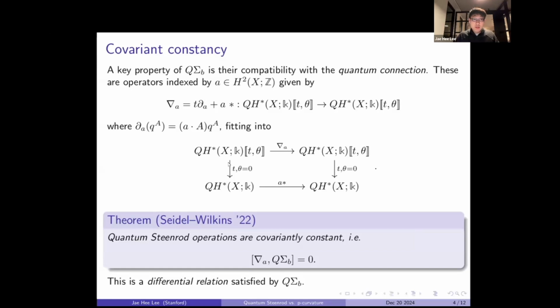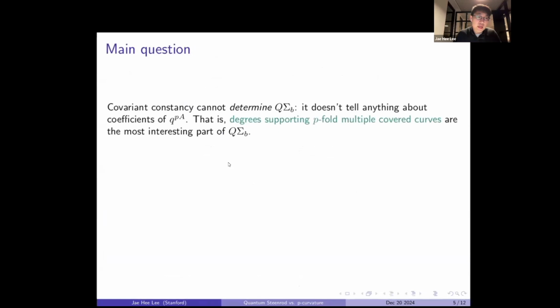So this strategy, using this covariant constancy relation as a computational tool to bootstrap this differential relation to determine the counts in Q sigma B, would have actually determined this operator Q sigma B formally if you were working in characteristic 0. But in characteristic P, this fails, and the main obstruction is that there are Novikov monomials corresponding to P divisible degrees. These things of the form Q to the PA are non-zero monomials, but if you differentiate in Q, they carry a factor of P, so they become 0.